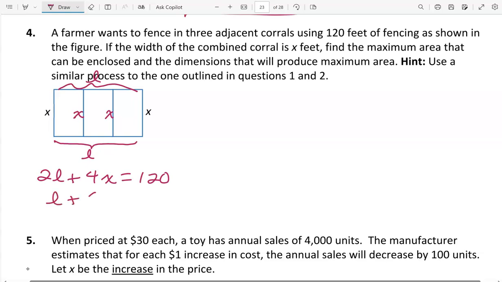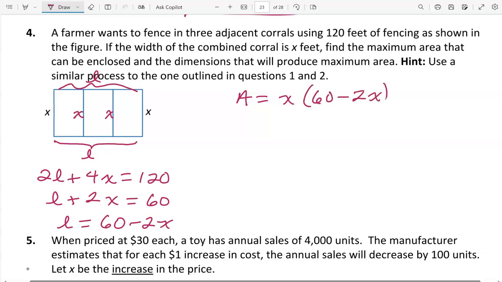Let's divide everybody by 2. L plus 2x is equal to 60. So that means that L is equal to 60 minus 2x. So our area function is area is equal to the width times the length. So that would be x times 60 minus 2x. And that's in factored form. If you want to rewrite that in standard form, it is negative 2x squared plus 60x.